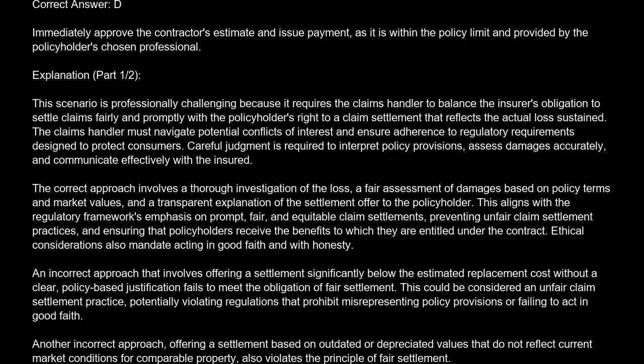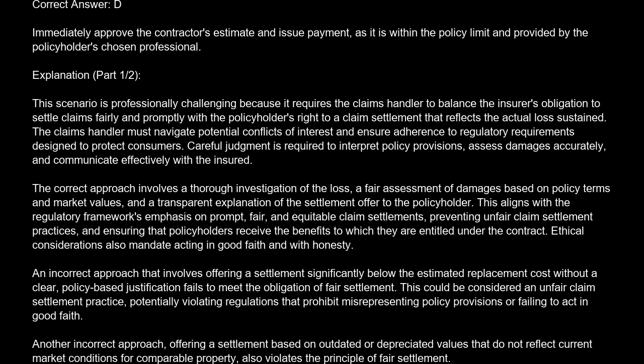chosen professional. Explanation. This scenario is professionally challenging because it requires the claims handler to balance the insurer's obligation to settle claims fairly and promptly with the policyholder's right to a claim settlement that reflects the actual loss sustained. The claims handler must navigate potential conflicts of interest and ensure adherence to regulatory requirements designed to protect consumers. Careful judgment is required to interpret policy provisions, assess damages accurately, and communicate effectively with the insured.